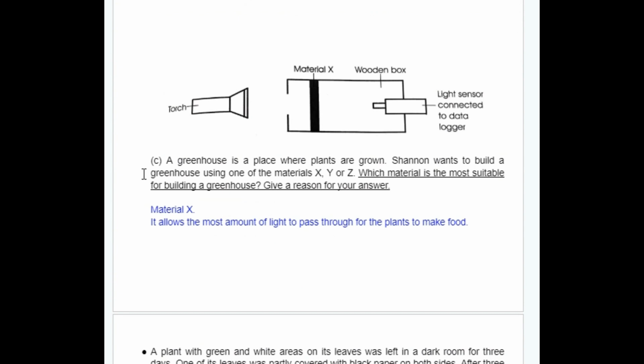C. A greenhouse is a place where plants are grown. Shannon wants to build a greenhouse using one of the materials X, Y, or Z. Which material is the most suitable for building a greenhouse? Give a reason for your answer. Material X. It allows the most amount of light to pass through for the plants to make food.